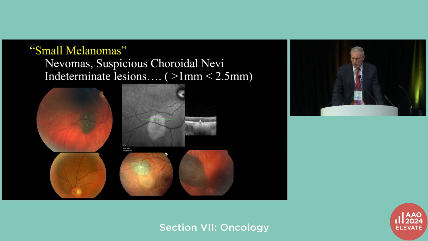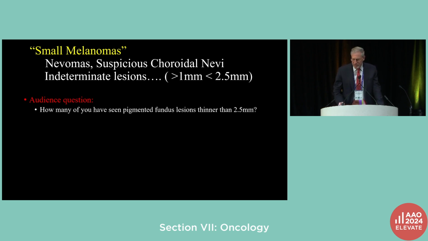Some call them nevomas, suspicious choroidal nevi, indeterminate lesions. They're generally defined as lesions that are thicker than a millimeter, thinner than 2.5 millimeters, a somewhat arbitrary designation.